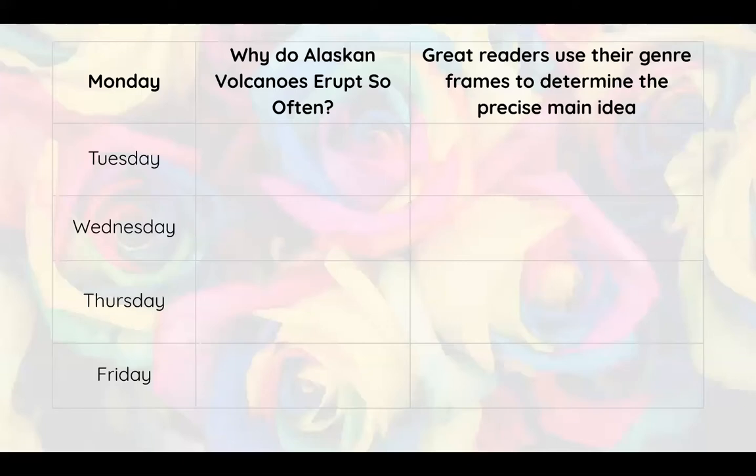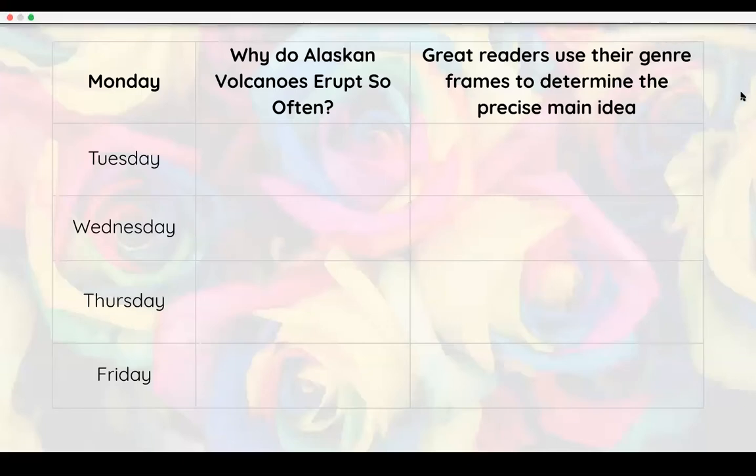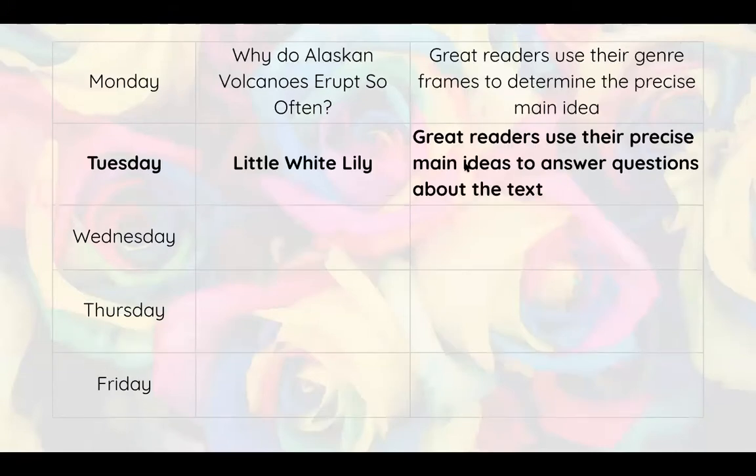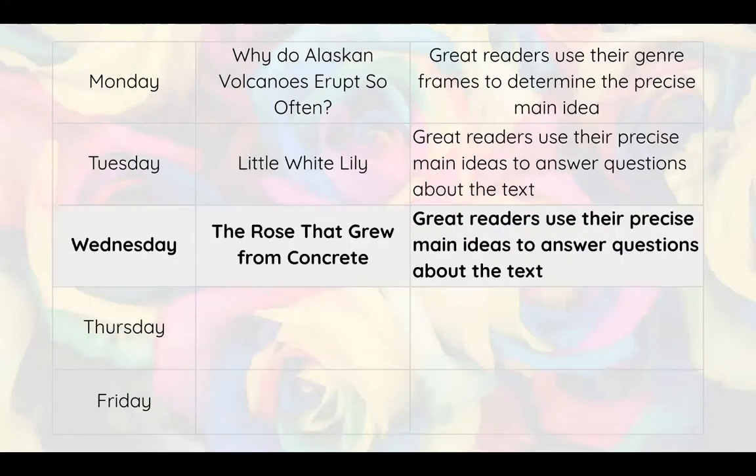Now on Monday, our teaching point was great readers use their genre frames to determine the precise main idea. And we did this in order to really get to the deepest meaning of the text and to understand the text fully. And then yesterday, on Tuesday, we read Little White Lily, and we made sure that we used our main ideas to answer questions about the text.